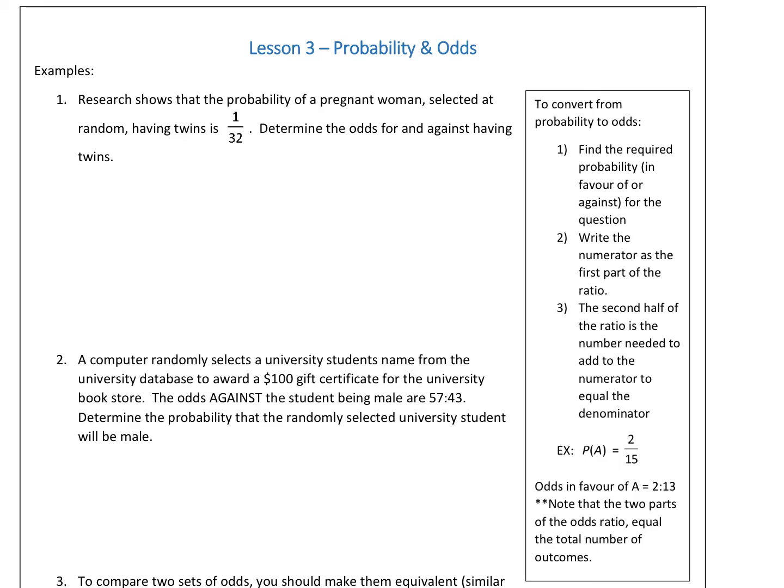Welcome to Foundations 30. This is lesson 3 where we're going to interconnect probability and odds. Lesson 1 was about probability, lesson 2 was about odds, and in lesson 3 we're going to bring the two of them together, so basically just being able to go back and forth between the two.